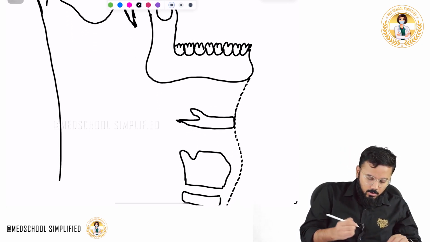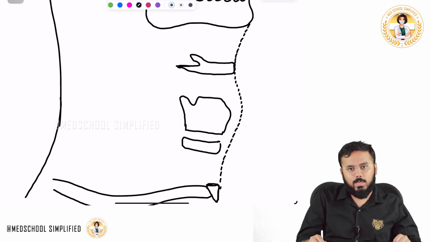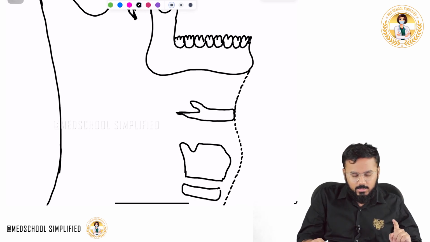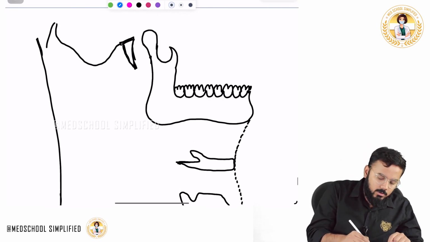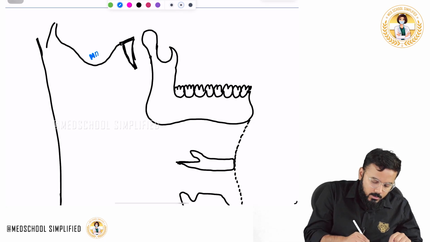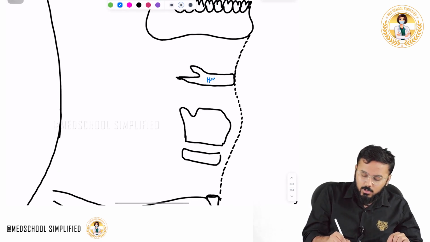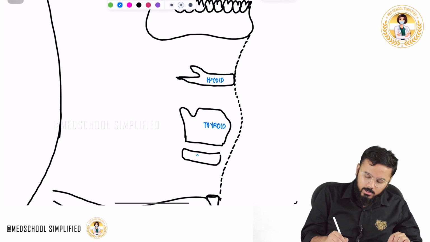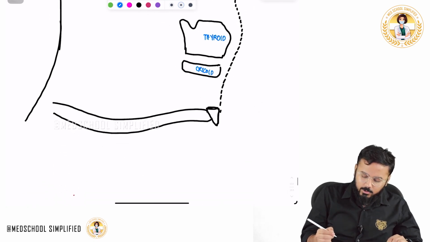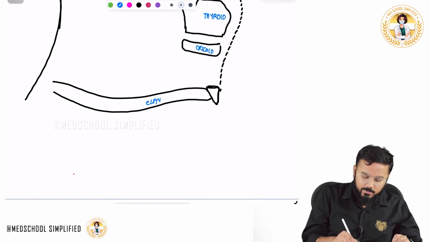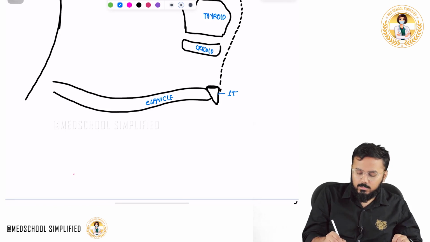So let me draw the neck here. This represents your neck. Now what are some of the important things which you need to know over here? By the way, write it down: this is your mastoid bone, which is very important right now. This one over here is your hyoid bone, and this is your thyroid cartilage. Here down we have got the cricoid, and this is your sternum as well as the clavicle.